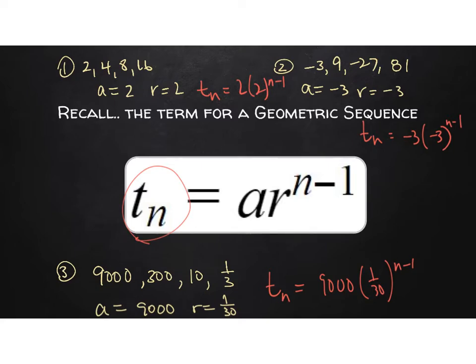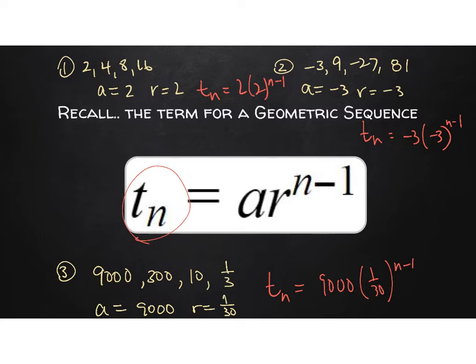So if I wanted to find the 10th term in a particular sequence, say this one, then I would put 10 minus 1 up here, so 2 to the 9, figure that out, and then multiply it by 2, because of course we have to do exponents before we can do multiplication.